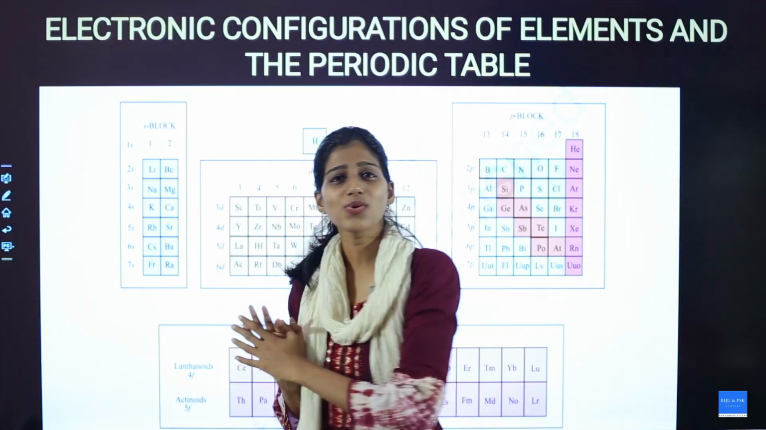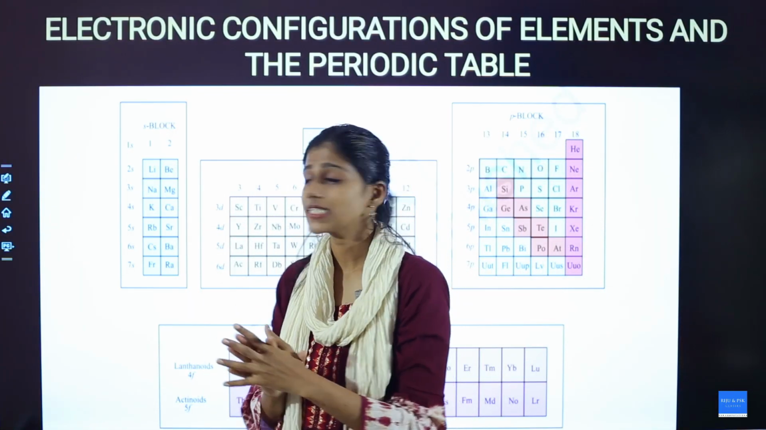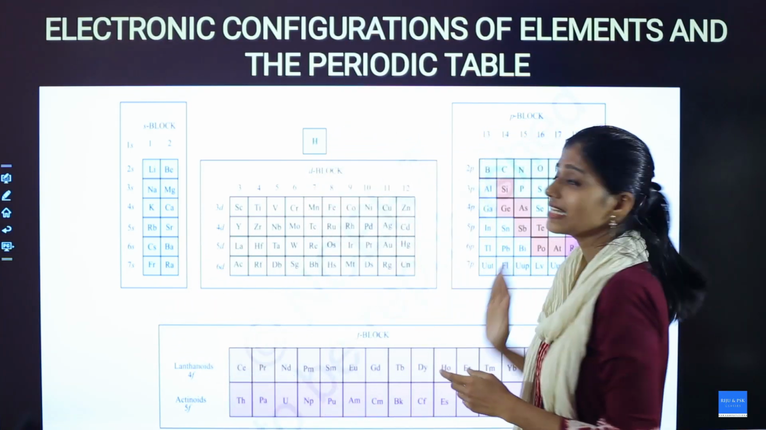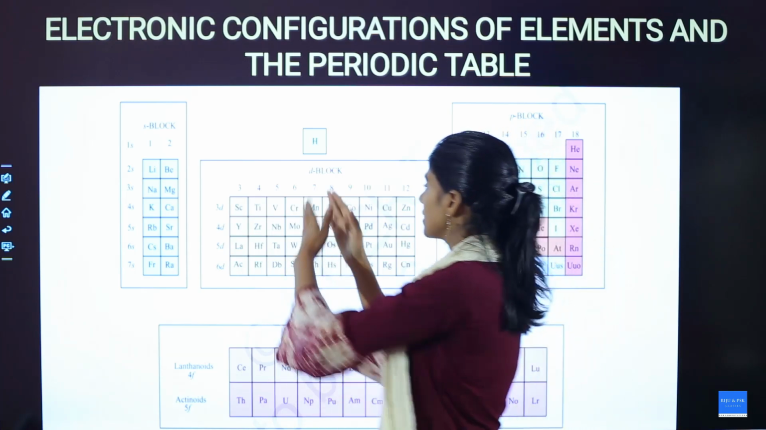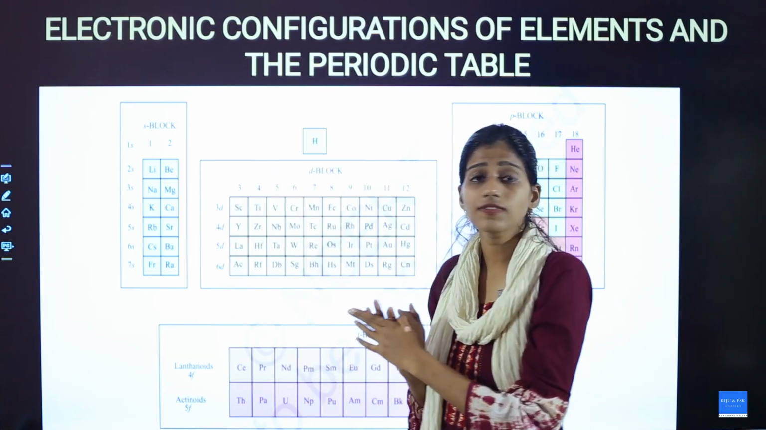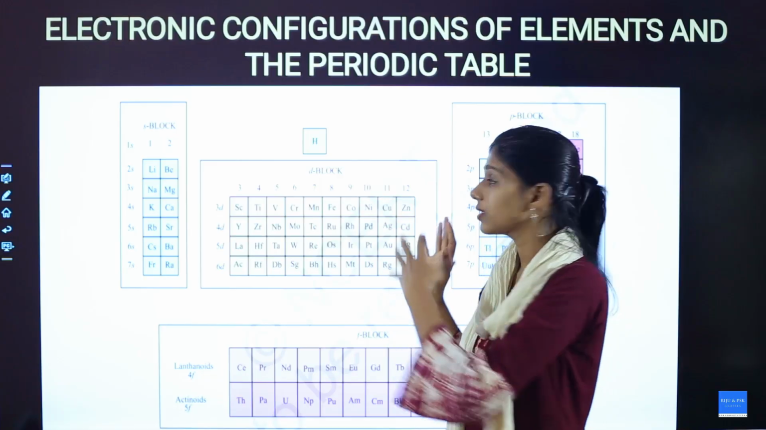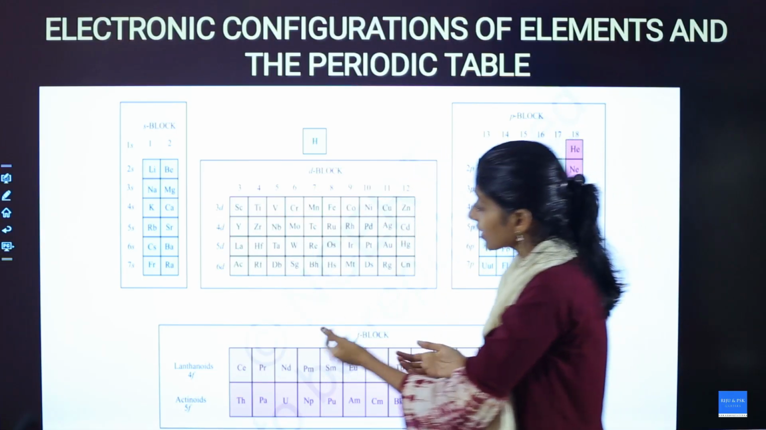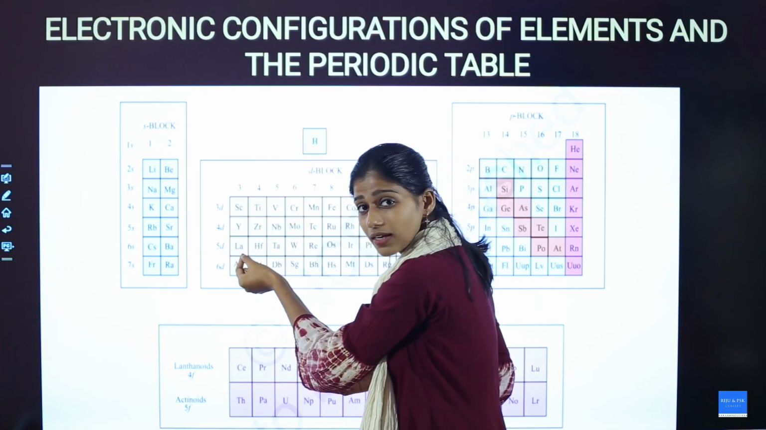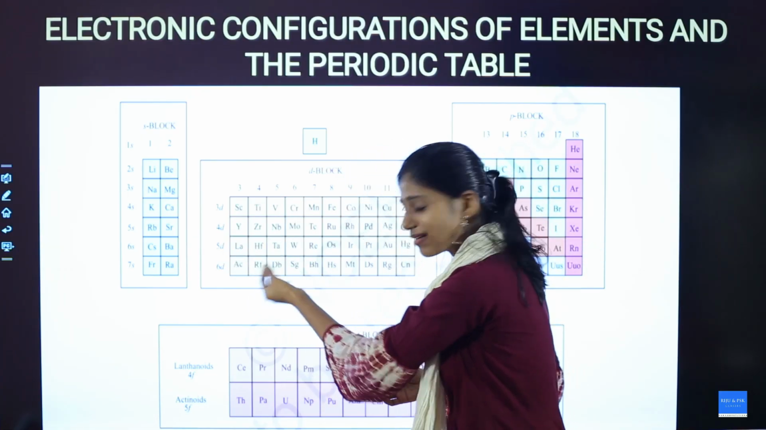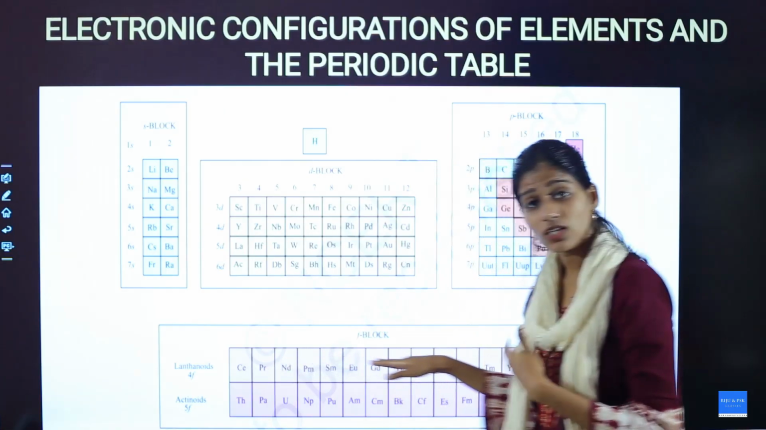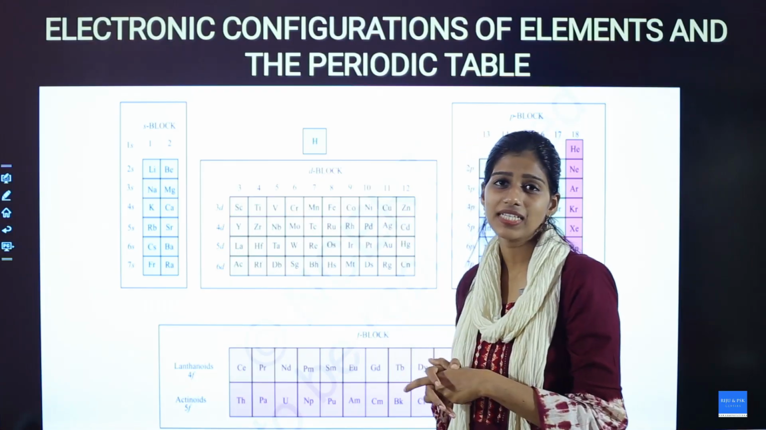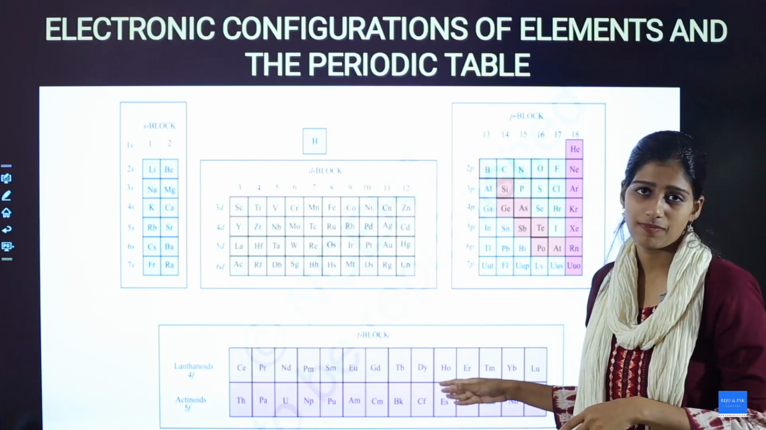The first 2 groups, your alkali metals and alkaline earth metals, belong to S block. 13th to 18th group elements are P block. The transition series starting from 3 to 12 is your D block. The other 2 periods which actually come exactly after lanthanum and actinium, which are known as lanthanoids and actinoids, which are your inner transition series, are considered to be F block.